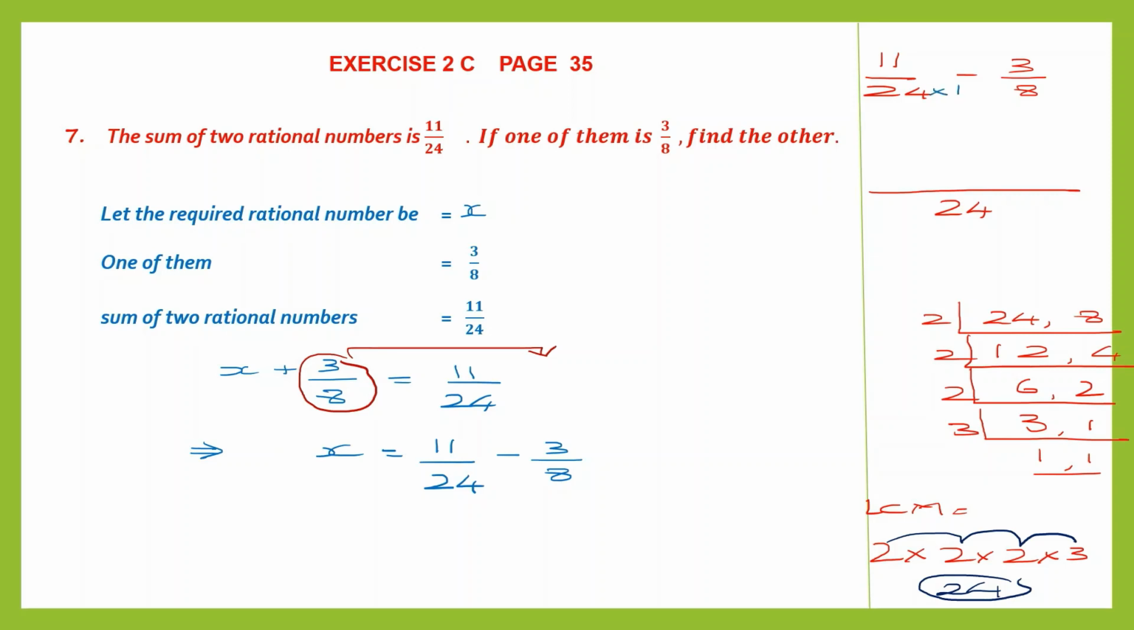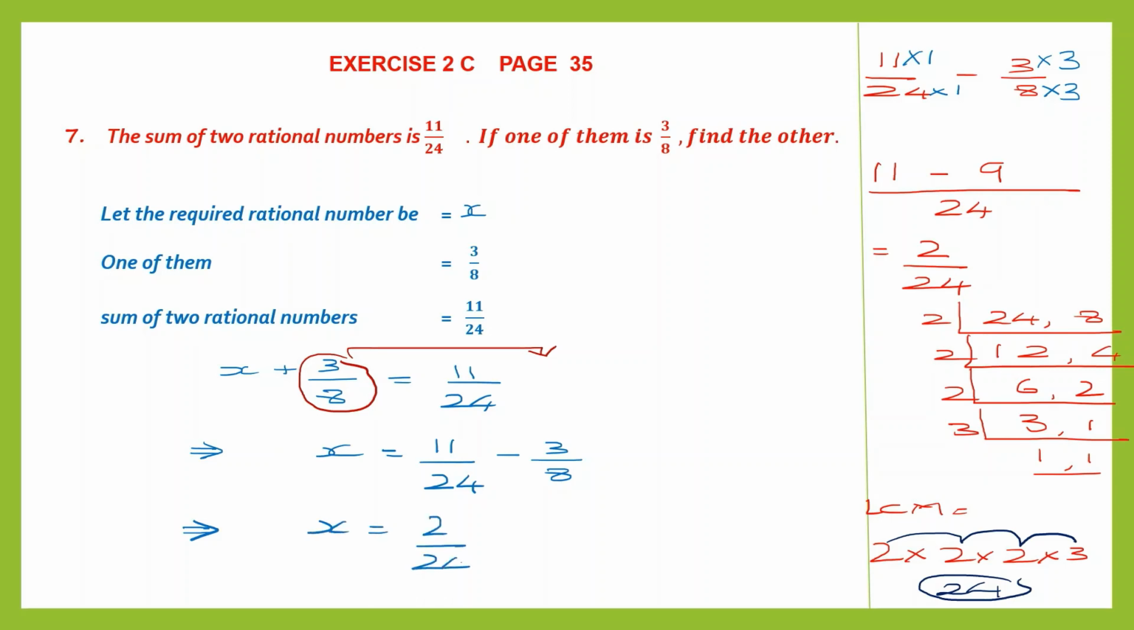24 into 1 is 24. So 11 into 1 will be 11. Let's write that 11 here. 11 minus, go to the next denominator. We have 8. 8 3s are 24. So we multiply this also by 3. 3 3s will be 9. So here what do we have? 11 minus 9 is 2. 2 by 24. So here we've got x is equal to 2 by 24.